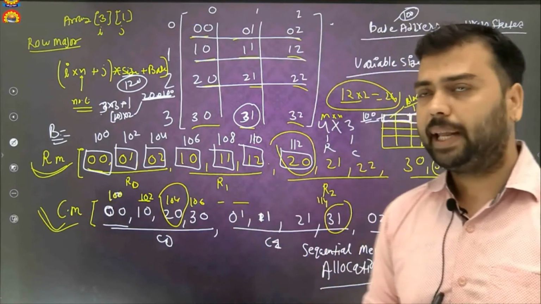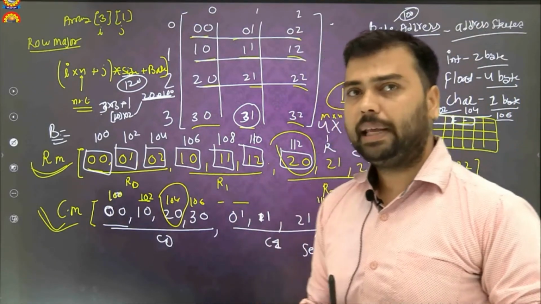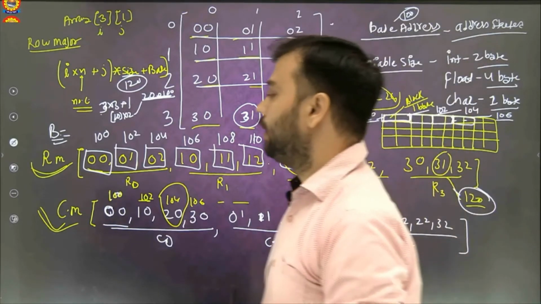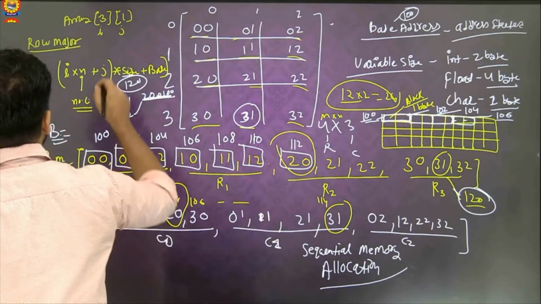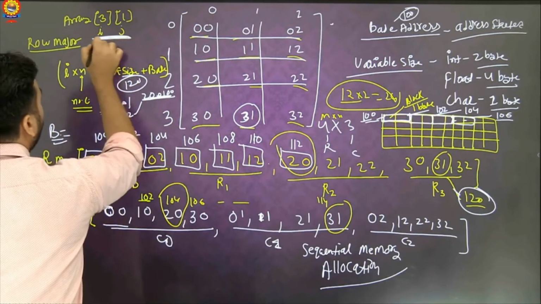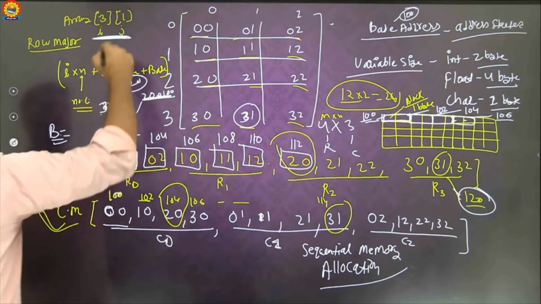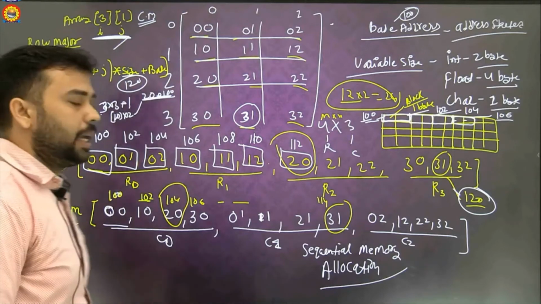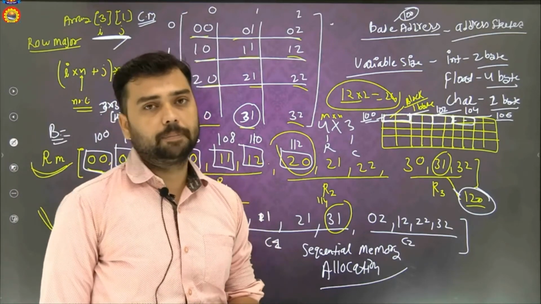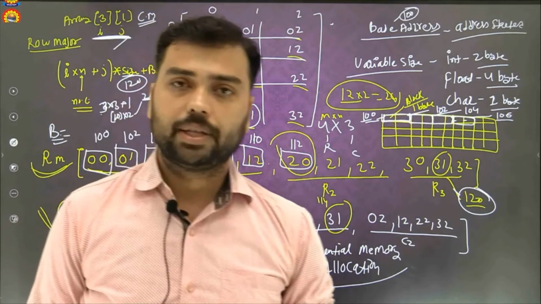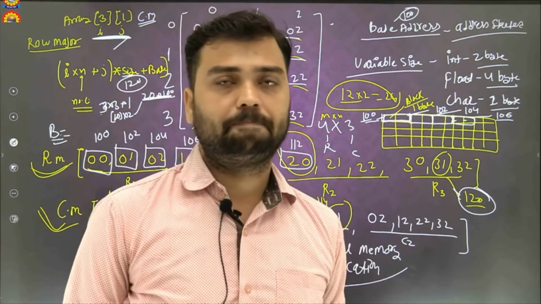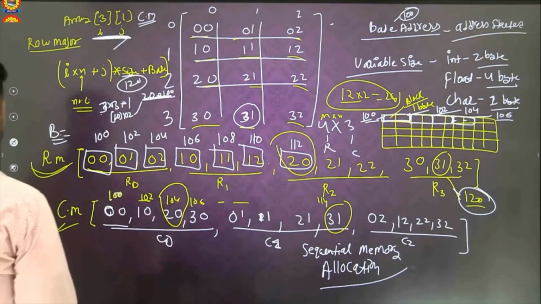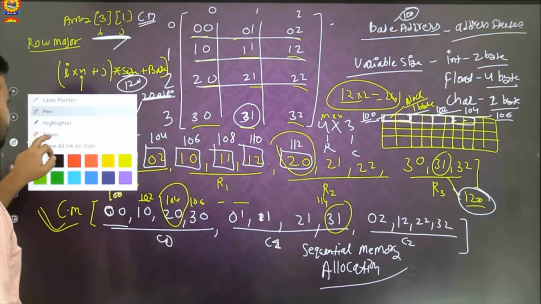Okay. So can anybody tell me how we can compute the address of the same variable in column major? Suppose we wish to identify the address of this element in column major. So what will be the formula? In the case of column major, what will be the formula? Tell me. Anybody? What will be the formula in the case of column major?